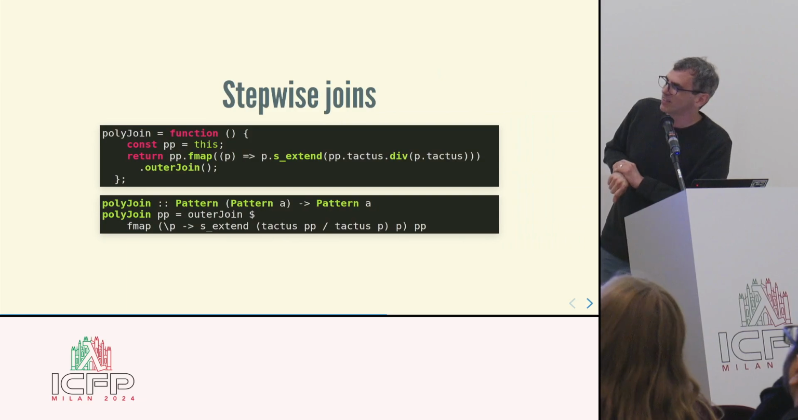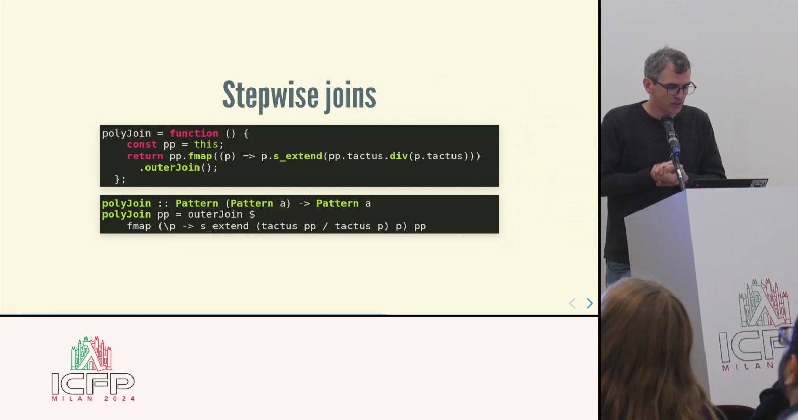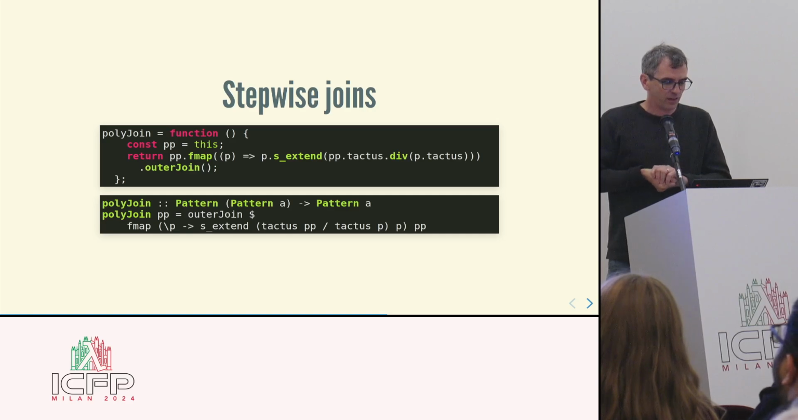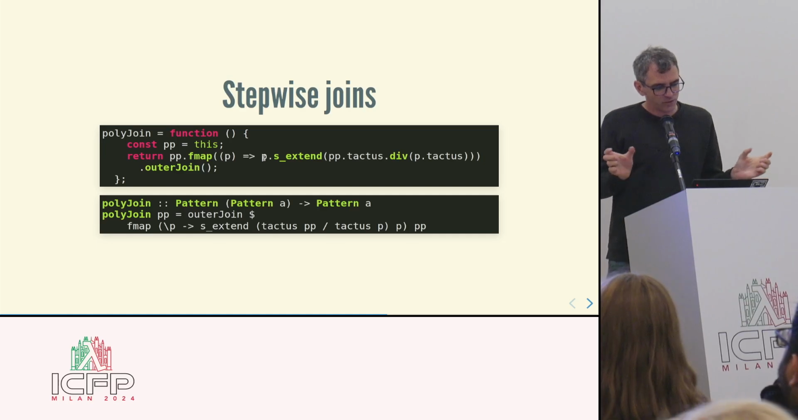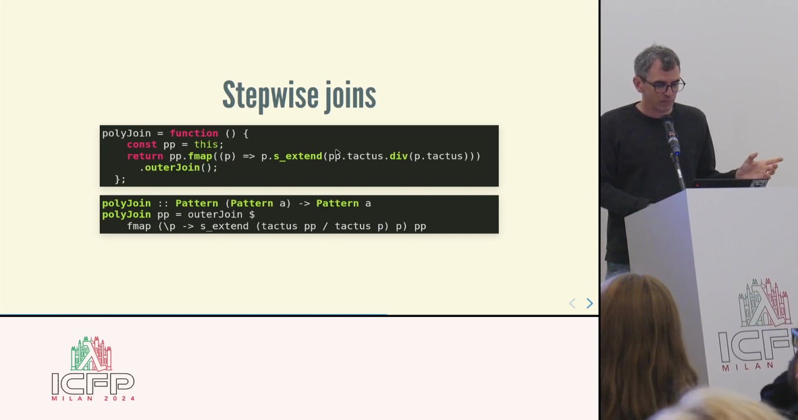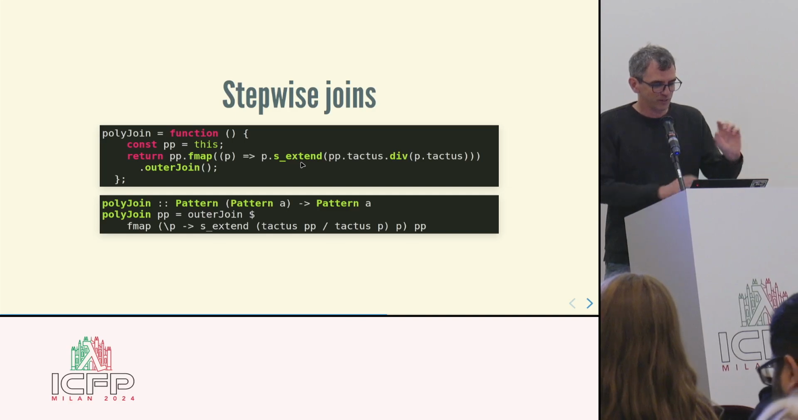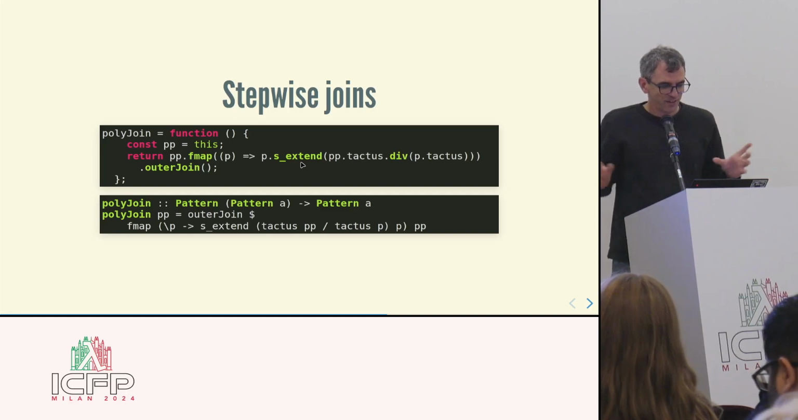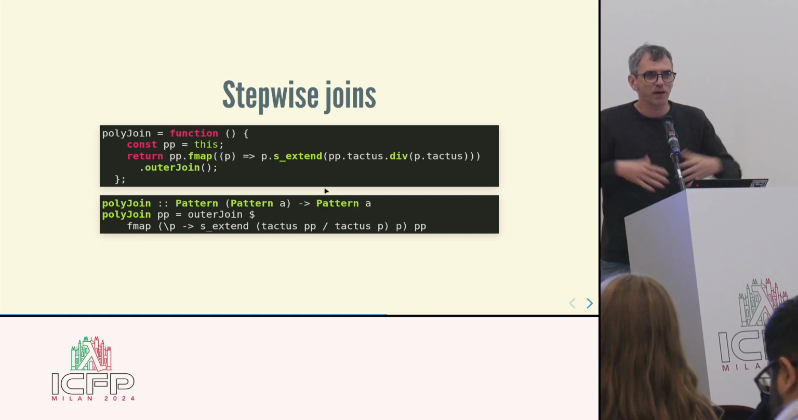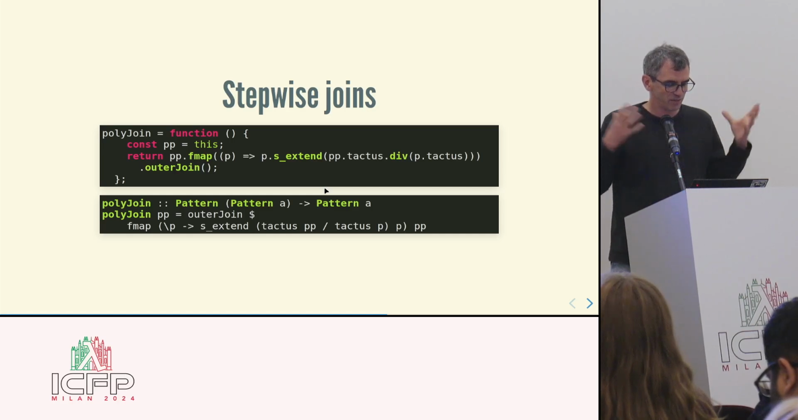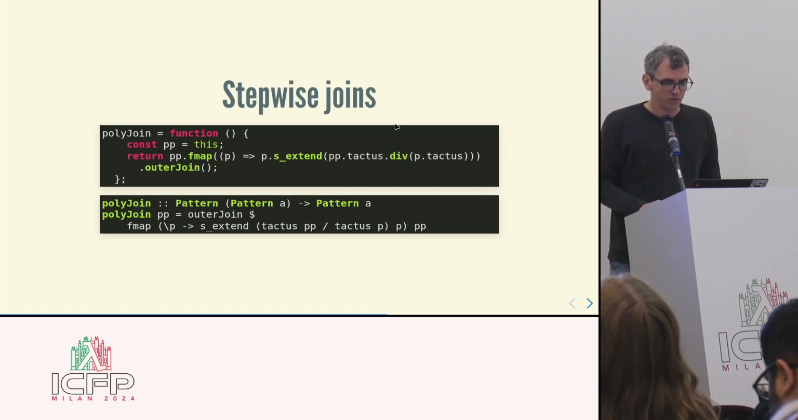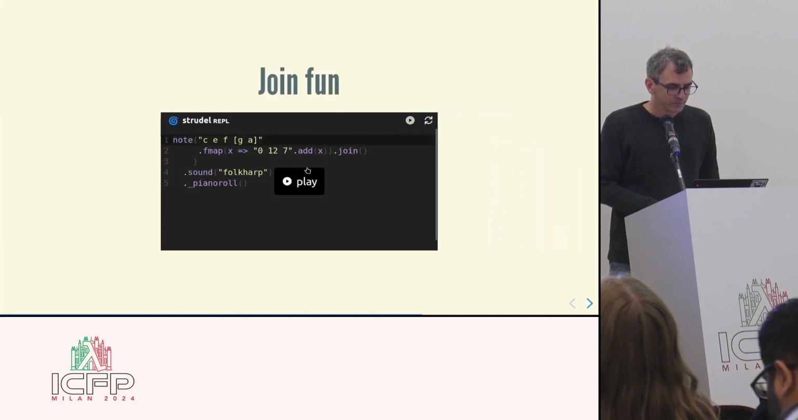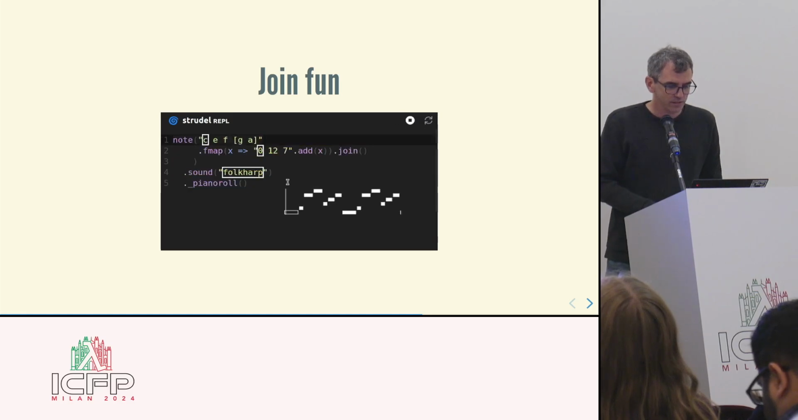I'll just explain the joins. Often you'll end up combining 2 patterns by doing a functor map, and then the values doing something with that value with another pattern, and then you end up with a pattern of patterns, and then you have to join them somehow into a pattern again. So the normal join will just do this.